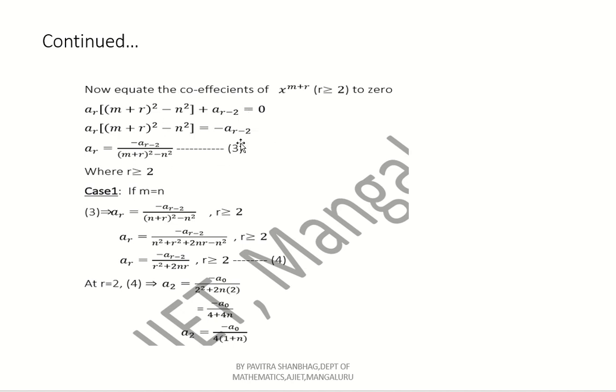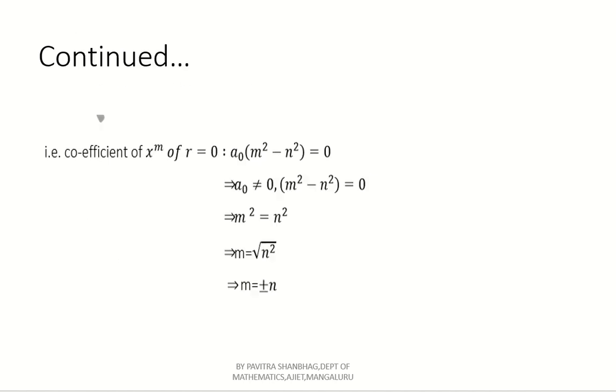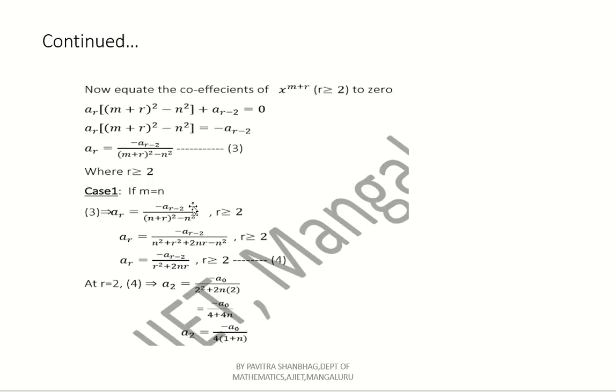If you take this to the other side, it will be minus a_(r minus 2), right? So what is a_r here? a_r equals minus a_(r minus 2) divided by (m plus r) whole square minus n square. Now here we need to discuss two different cases. One is m equal to plus n, and another is m equal to minus n. Now suppose m equal to n, then a_r equals minus a_(r minus 2) divided by (n plus r) whole square minus n square.